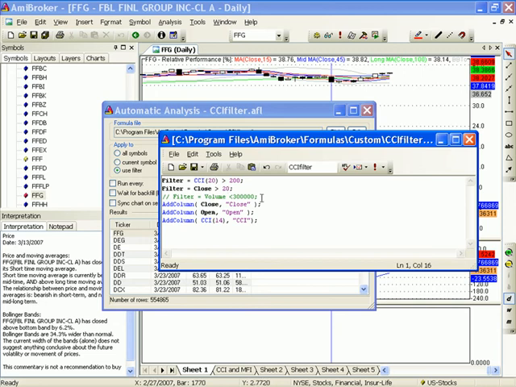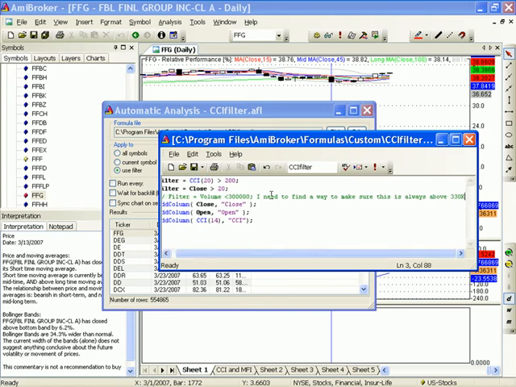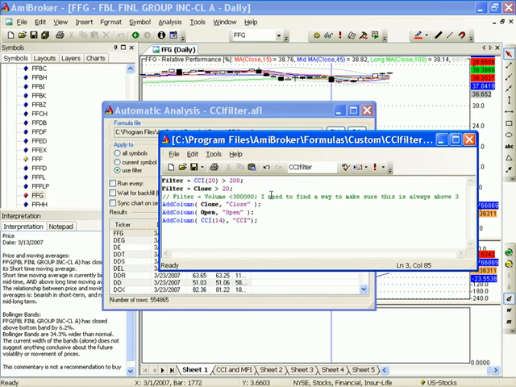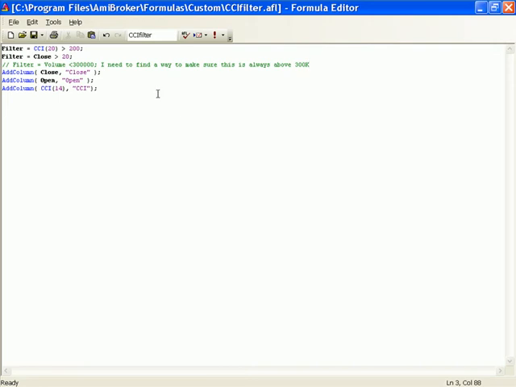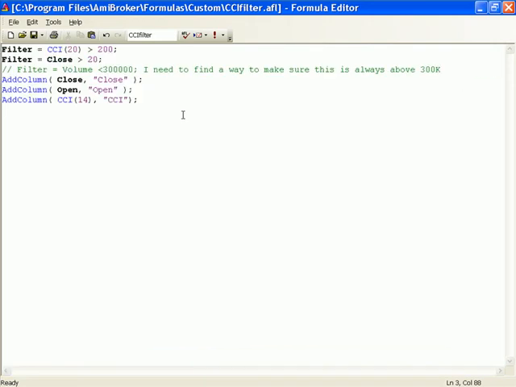And the filter, the volume, I need to figure out how to average this. I need to find a way to make sure this is always above 300K. 300K. Okay, so let's make this big. Again, oh, it does work. Good. All right, I'm scrolling.